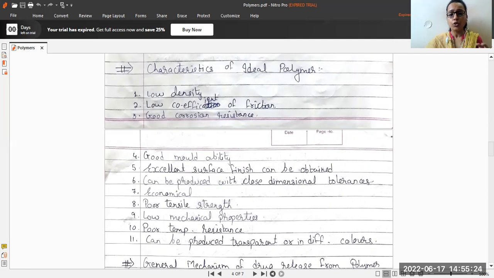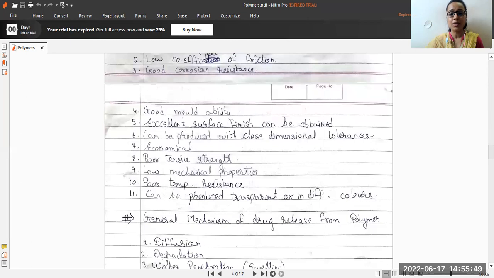It should have good corrosion resistance. As we are talking about novel approaches, they are made so that the drawbacks of the conventional ones can be overcome and made useful to humans. So the corrosion resistance of the polymer should be good. It should have good moldability. It should be able to mold into any form, any structure that is needed. Next, an excellent surface finish can be obtained. The surface of the finished product should be fine and shiny.